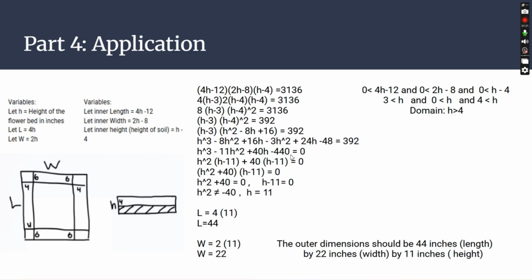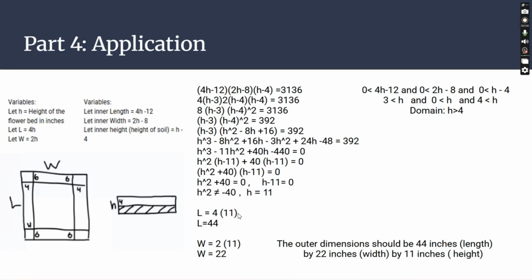Next, we expand by simplifying the polynomial and eventually reach h cubed minus 11h squared plus 40h minus 440 equals 0. Factoring this gives us quantity h squared plus 40 times quantity h minus 11 equals 0. The quadratic cannot give us real solutions, so the only meaningful answer is h equals 11.